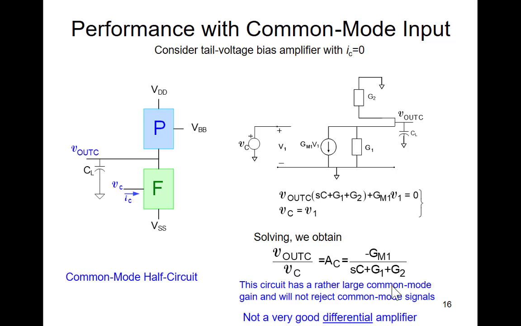This circuit has a rather large common mode gain. The DC common mode gain is GM1 over G1 plus G2. This common mode gain is comparable in magnitude to the difference mode gain. So this circuit will not reject common mode signals. This isn't a very good differential amplifier.